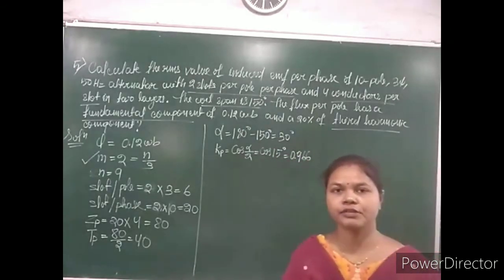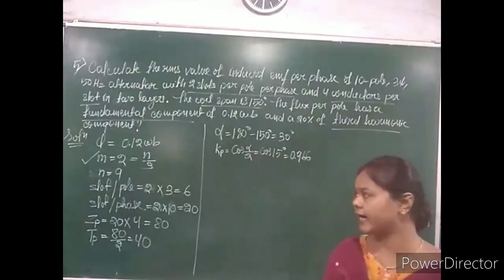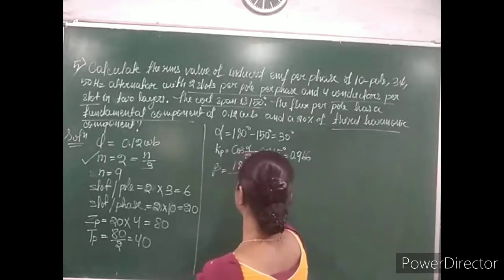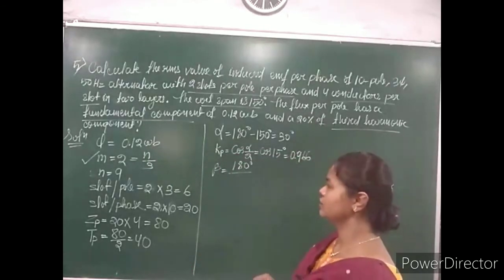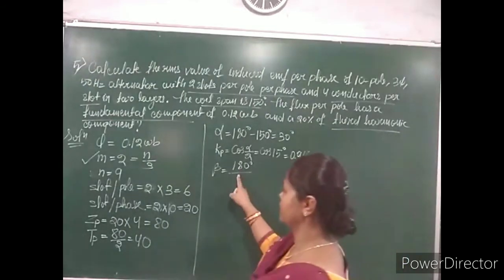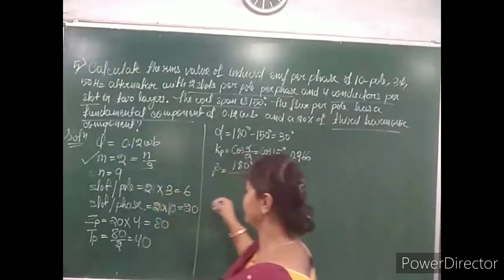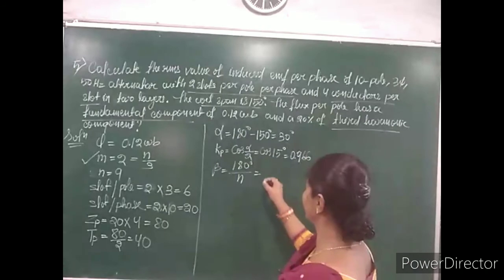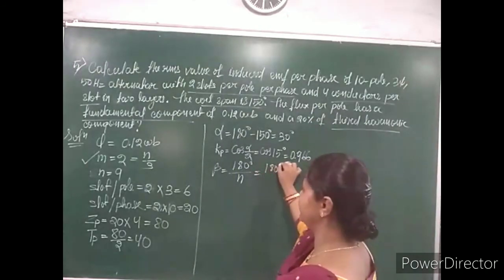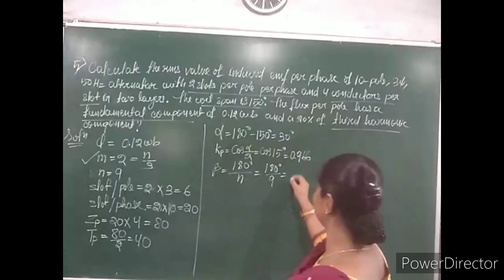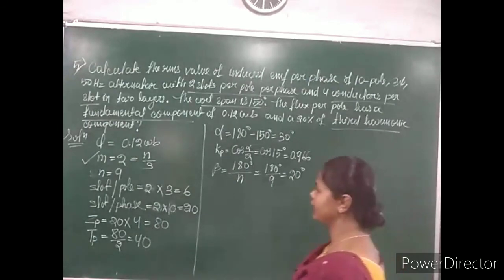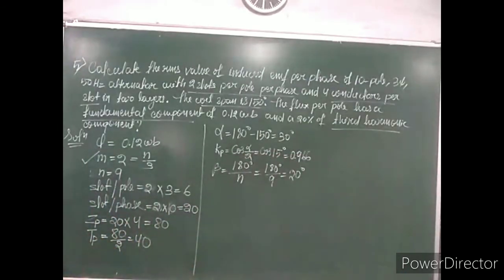For finding distribution factor, first you find slot angle beta. Slot angle beta is equal to 180 degree divided by slot per pole, n. n is equal to 9, so 180 by 9 gives 20 degree.